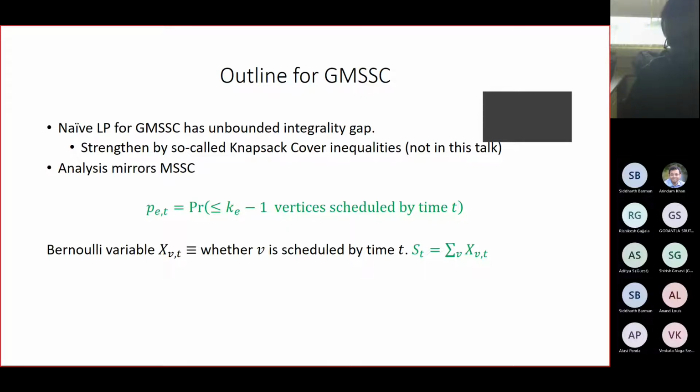So, to upper bound this, let's make a Bernoulli variable xvt, which captures whether the vertex is scheduled by time t by our rounding. And let's look at the sum of all vertices in the edge of xvt. Okay, so now this bad case, when the edge is not scheduled by time t, is exactly when St is at most k minus 1. So the sum of these Bernoulli variables is strictly less than the covering requirement of the edge.